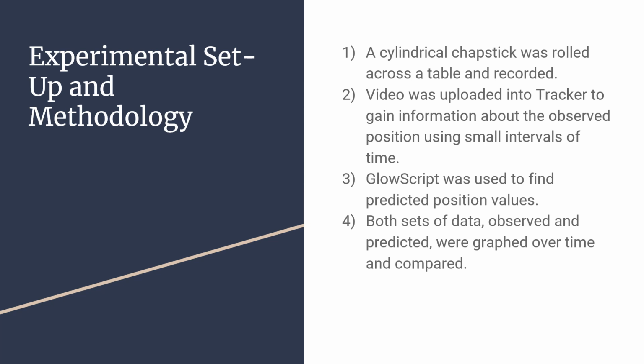First, a cylindrical chapstick was rolled across a table and recorded. This video was then uploaded into Tracker to gain information about the observed position using small intervals of time. Then GlowScript was used to find the predicted position values. Finally, both sets of data, the observed and predicted, were graphed over time and then compared.